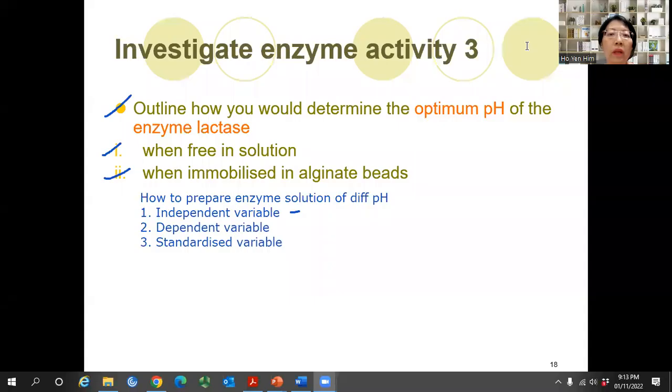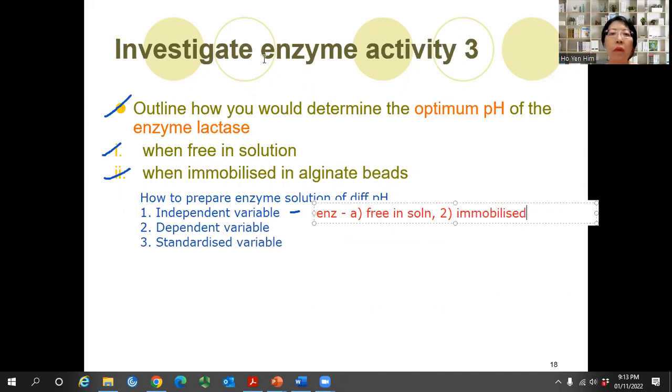There are 2 independent variables in this investigation. The first one is the enzyme, because in this investigation the enzyme is tested in 2 forms: A, free in solution, and B, immobilized. So this is also considered an independent variable.